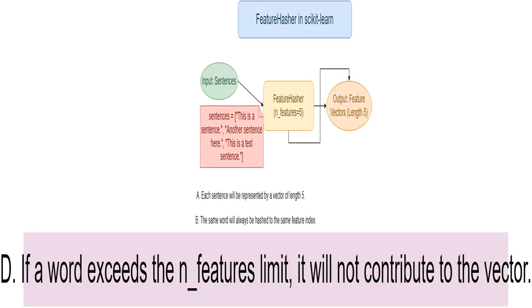This statement is false. If a word's hash index is outside the 0 to 4 range, because NFEATURES equals 5, the index will be taken modulo 5, basically the remainder after division by 5, resulting in an index between 0 and 4. The word will still contribute, it might just be added to a different feature than initially expected.